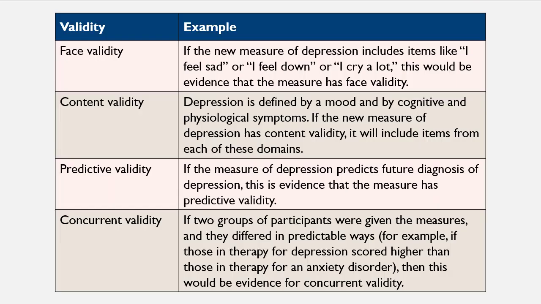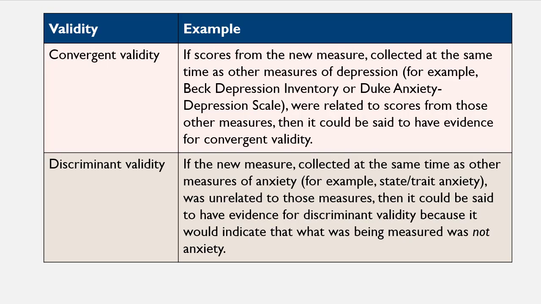The book offers some examples of the types of validity that we just covered. I encourage you to take a look at that. We'll talk more about this in class because it's a very interesting and important aspect of research methods to be able to talk about convergent validity, discriminant validity, face validity, construct validity, predictive validity, and concurrent validity.